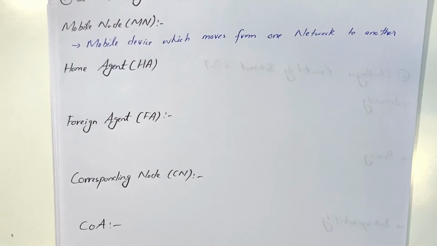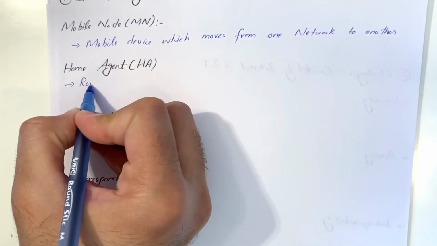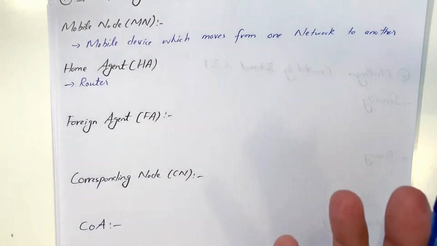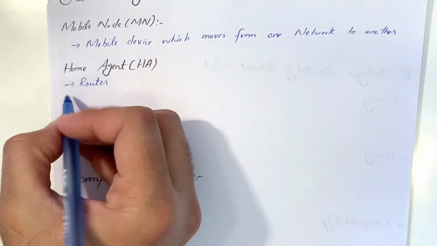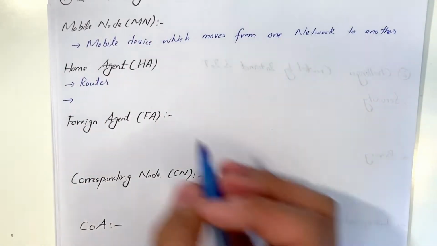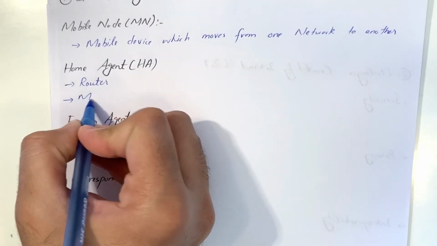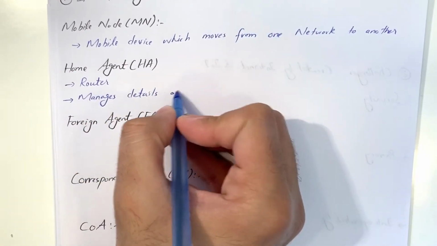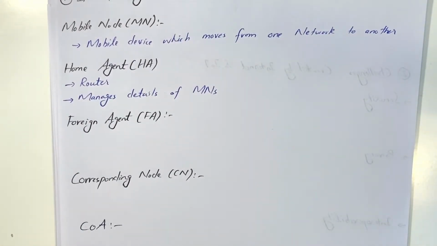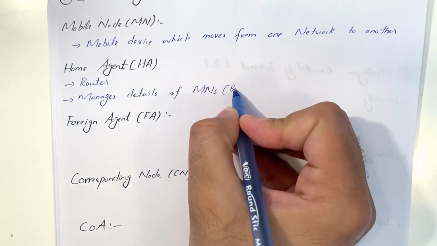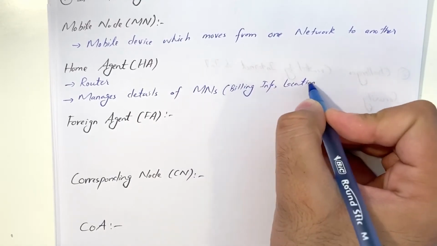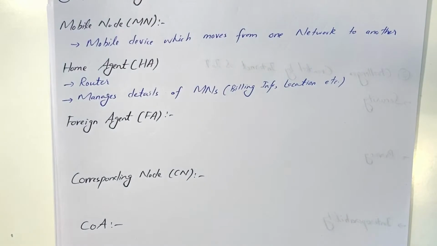Then we have the home agent. Home agent is basically a router. It's a router with some additional capabilities, with some additional resources, for example, databases and servers. So the home agent is a router with additional capabilities, and it manages the details of associated mobile nodes. So what kind of details? It manages their billing information, their location, etc. and supports the mobility as well.